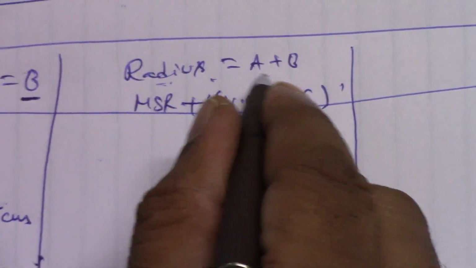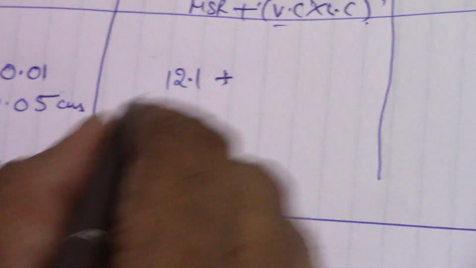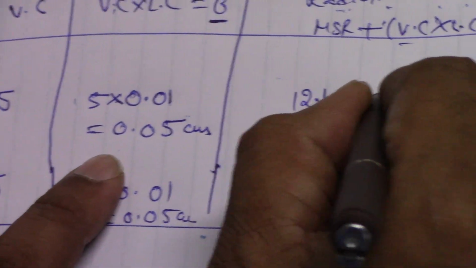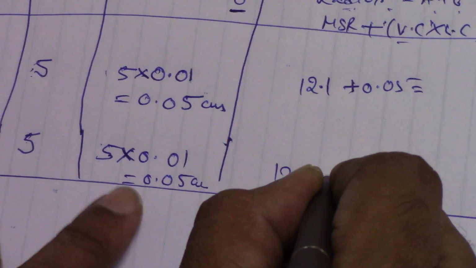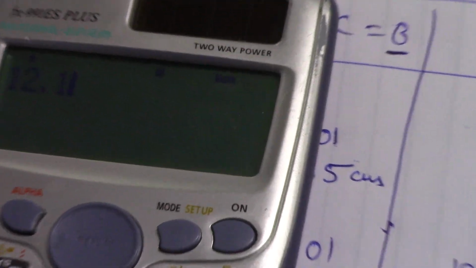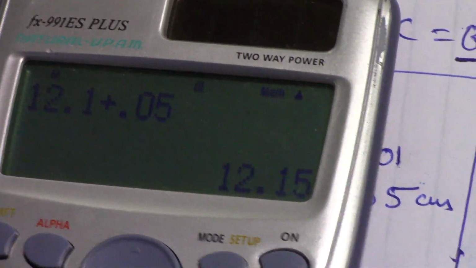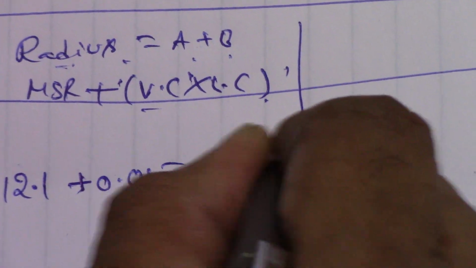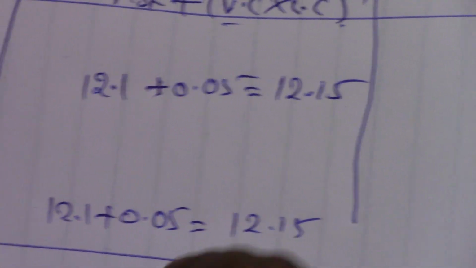Now what is the final thing? Radius is equal to A plus B. So what is A, students? Here 12.1 plus VC into LC. So this VC into LC is nothing but 0.05. Okay, here also 12.1 plus VC into LC, which is 0.05. Here the value becomes 12.1 plus 0.05 is equal to 12.15. The same thing here also, because upper value and lower value are the same, 12.15 centimeters.